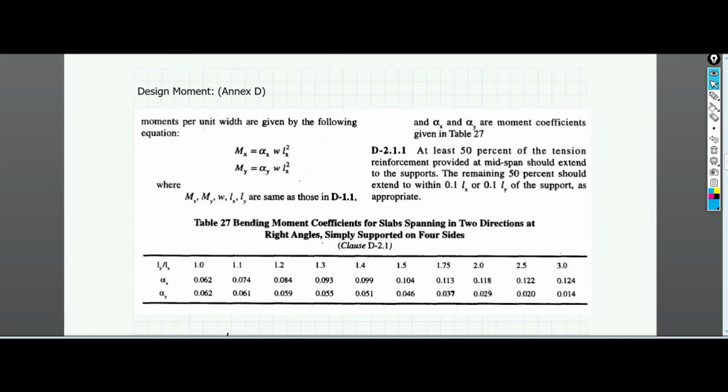Now, how to calculate the design moment? So why are two-way slabs not designed as beams? Because you can see that in beams, the moment is acting only in one direction, right? But in case of a slab, it is a combination, both along x and along y, both can contribute to the moment. So that is why two-way slabs are not designed like a beam.